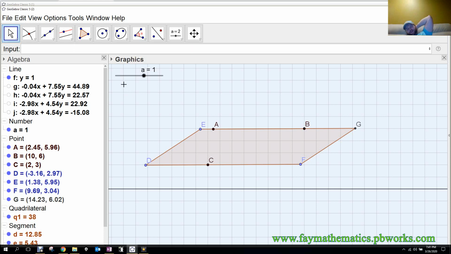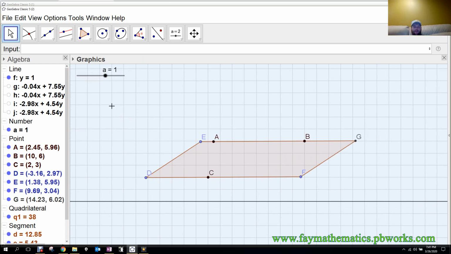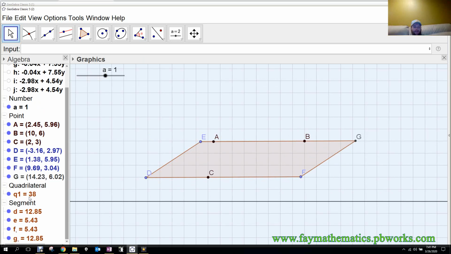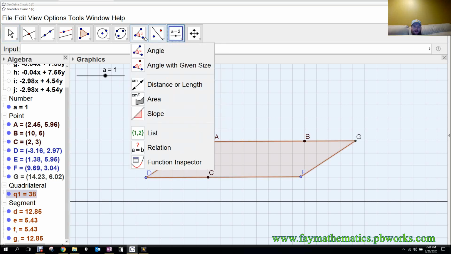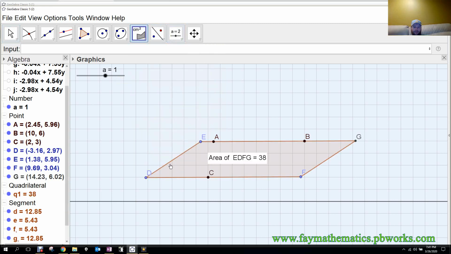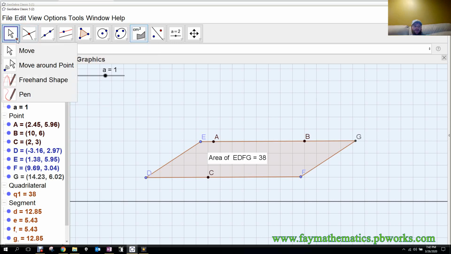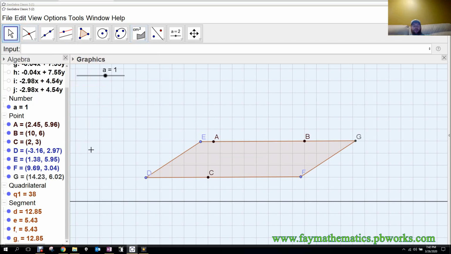All right, so this rendering here just demonstrates the idea of our different altitudes for a parallelogram and how we can discuss those. The first thing I want to talk about here is that number right there, I believe, is the area of this thing. Click on that. Yep. Okay, so that's the area of my quadrilateral, 38. So I'm going to use that here in a little bit to justify some ideas or concepts.